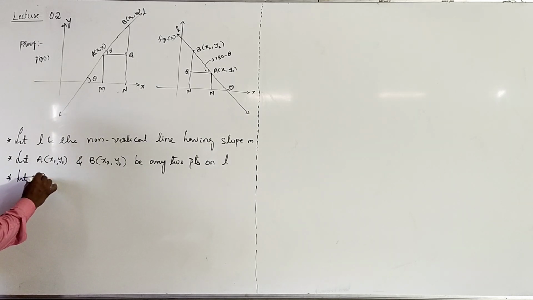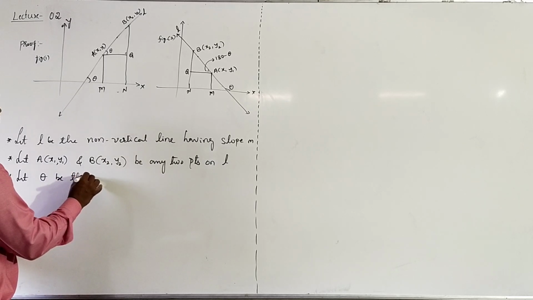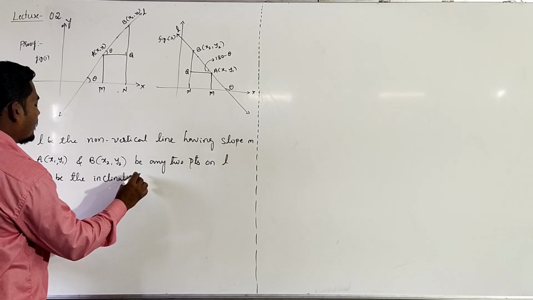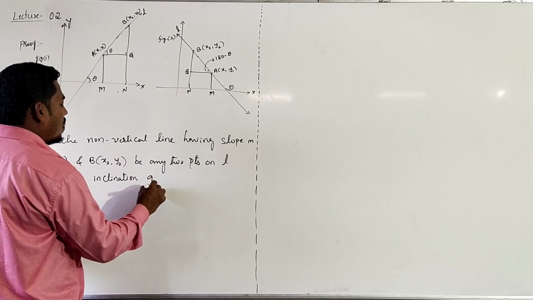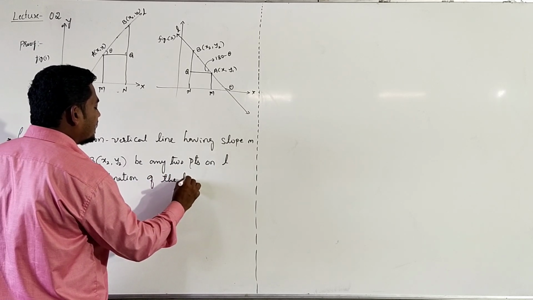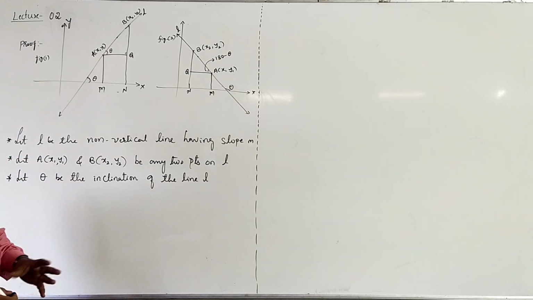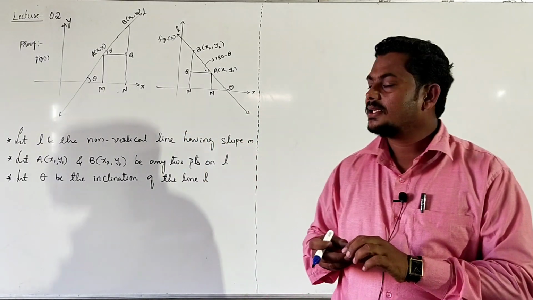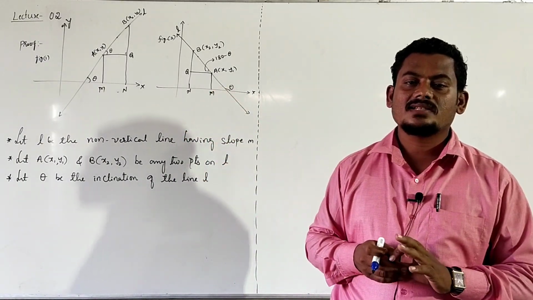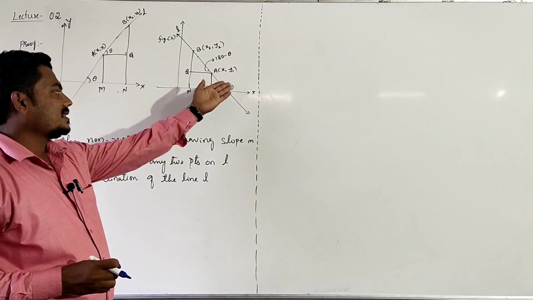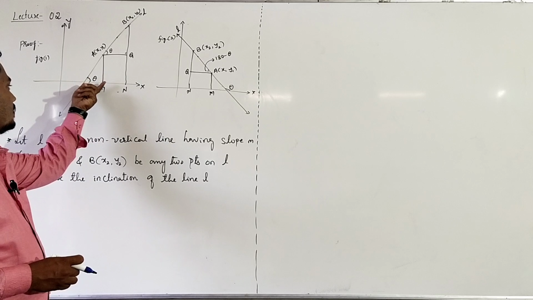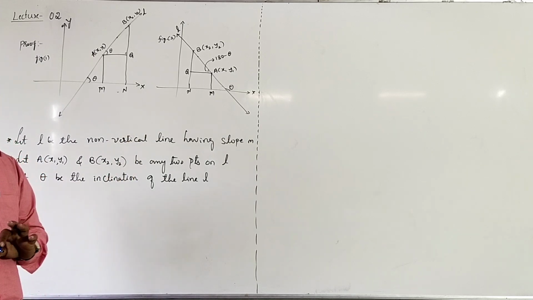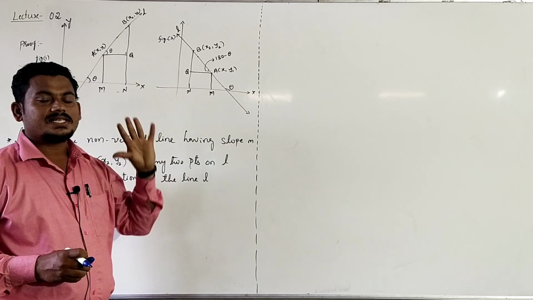Then what is theta? Let theta be the inclination of the line L, right? As shown in the figure, theta represents the inclination of the line. In this case, theta is obtuse. In the first figure, theta is acute. But theta is the inclination of the line only. In both the figures, theta represents the inclination of the line, right?